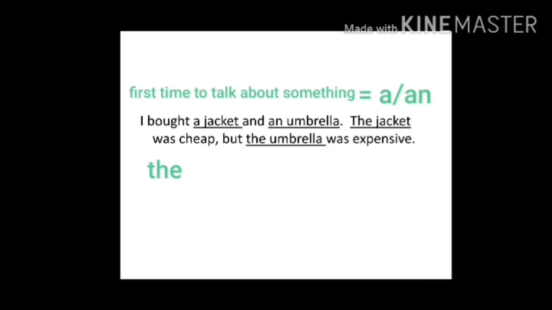The article the is used to refer to the same jacket and umbrella. This means that for the subsequent times that you would be referring to the same nouns, you have to use the article the because the listener already knows which nouns are being talked about. So, did you understand this rule? I hope so. And let us proceed to our 11th slide.